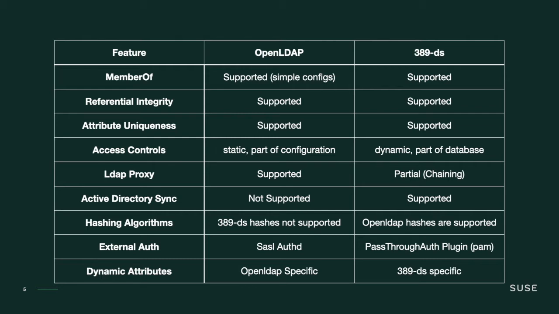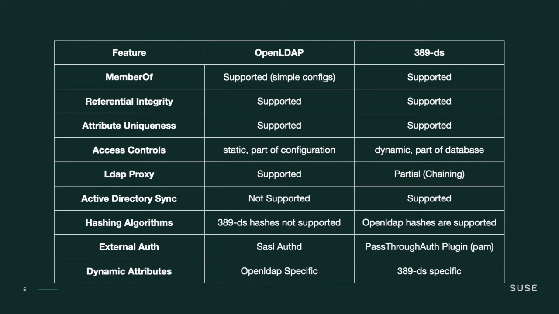For external authentication, if you want a different authentication provider rather than using the username and password support that 389 and OpenLDAP have natively, OpenLDAP uses SASL authd as an external auth mechanism, whereas 389 would use a plugin called pass-through auth, which calls out to PAM, and that may call a different module like PAM Kerberos or perhaps SSSD to do the external authentication as required.